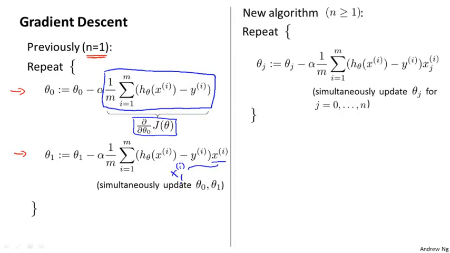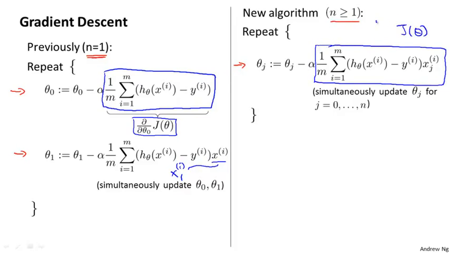Let's look at the new algorithm for when we have more than one feature, when the number of features n may be much larger than 1. We get this update rule for gradient descent. And maybe for those of you that know calculus, if you take the definition of the cost function and take the partial derivative of the cost function J with respect to the parameter theta j, you find that that partial derivative is exactly that term that I've just drawn the blue box around. And if you implement this, you will get a working implementation of gradient descent for multivariate linear regression.